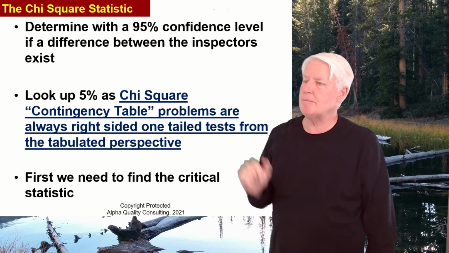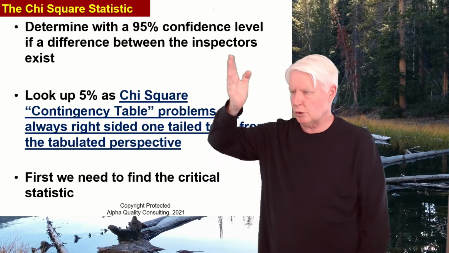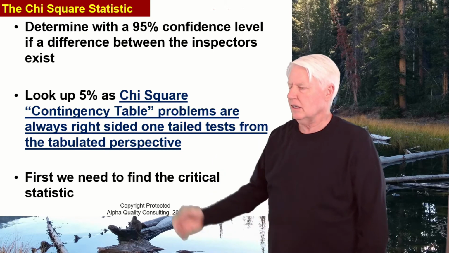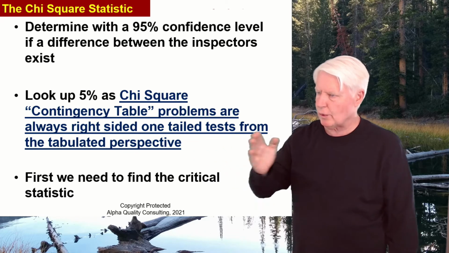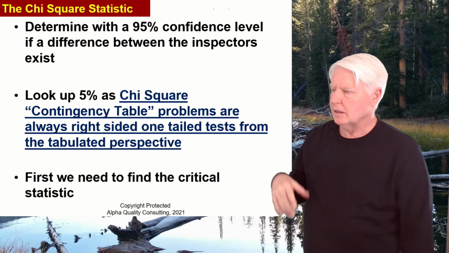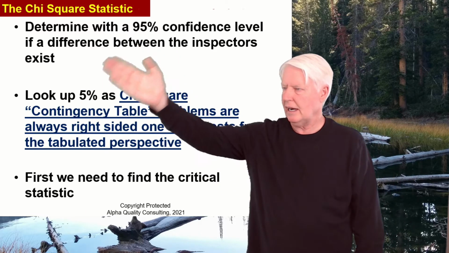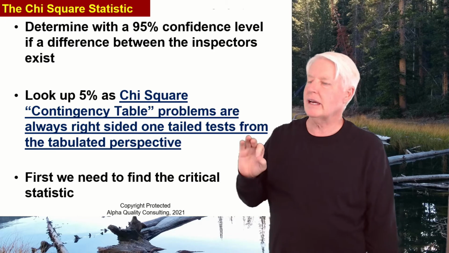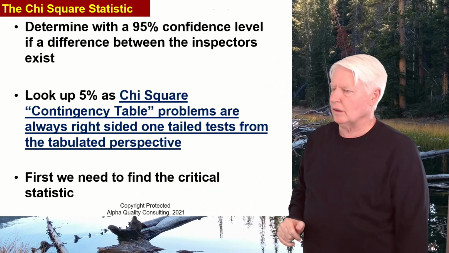Determine with a 95% confidence level, or 5% alpha risk, if a difference between the inspectors exists. Look up 5%, as chi-squared contingency table problems are always right-sided and one-tailed tests from the tabulated perspective. So just know, in this case, you never split alpha risk in two. In other tests you will, but not in this one. First we need to find the critical statistic.